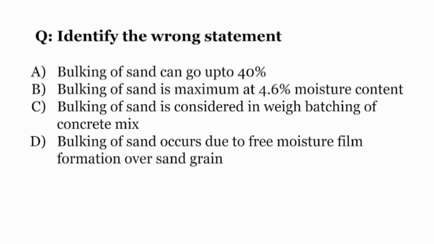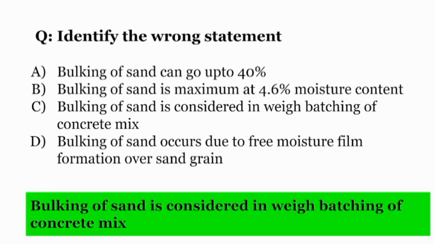Identify the wrong statement. Bulking of sand can go up to 40%. That is correct. Bulking of sand is maximum at 4 to 6% moisture content. That is correct. Bulking of sand is taken as maximum at 4 to 6% of water. Bulking of sand is considered in volume batching of concrete mix. That is incorrect. Option D, bulking of sand occurs due to free moisture film formation over sand grain. That is correct. The answer will be option C. Option C is the wrong statement.